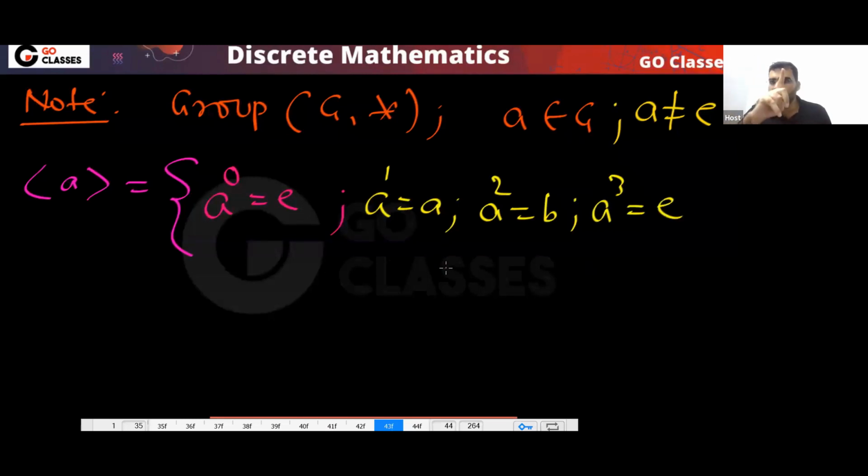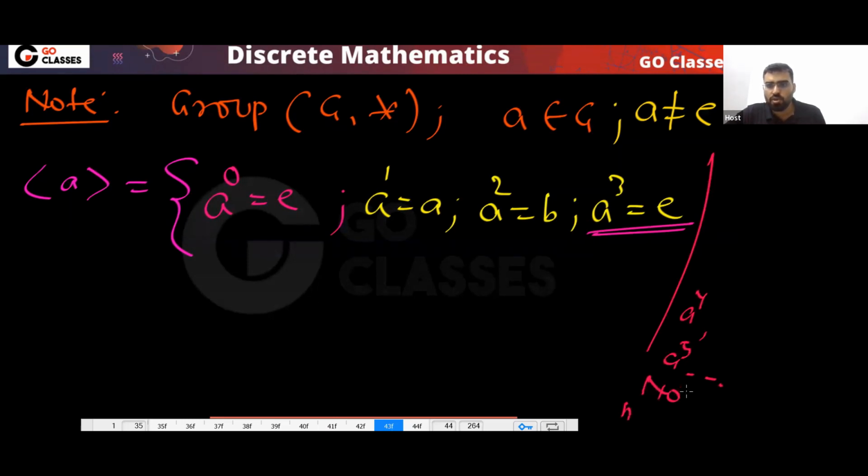Now tell me, should I go further? Once you get this, should I go further? No. I don't have to go further, because I got this. I don't have to check A power 4, A power 5 and so on. No need, nothing new. I can say this is nothing new.